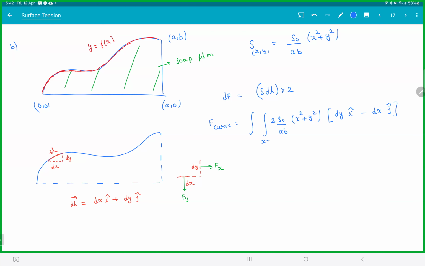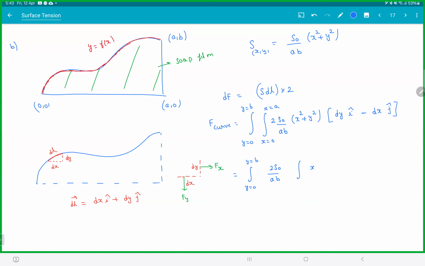And here x will go from 0 to a, y will go from 0 to b. Since x and y are independent of each other, when you integrate x, keep y constant. When you integrate y, x is already done anyway. So let's integrate the x part first. So y will go from 0 to b. Let's bring all the constants outside: 2 s naught by ab.